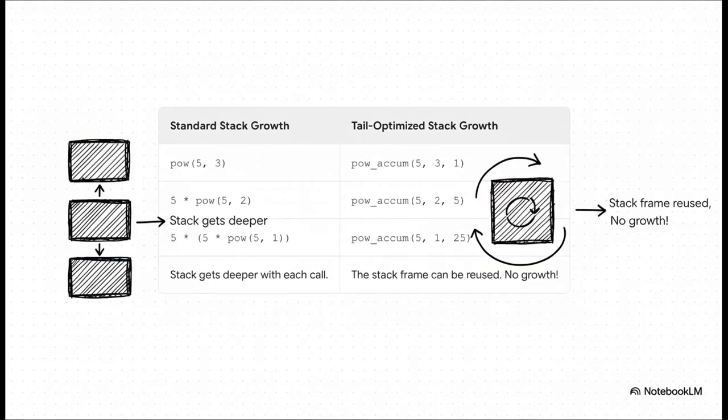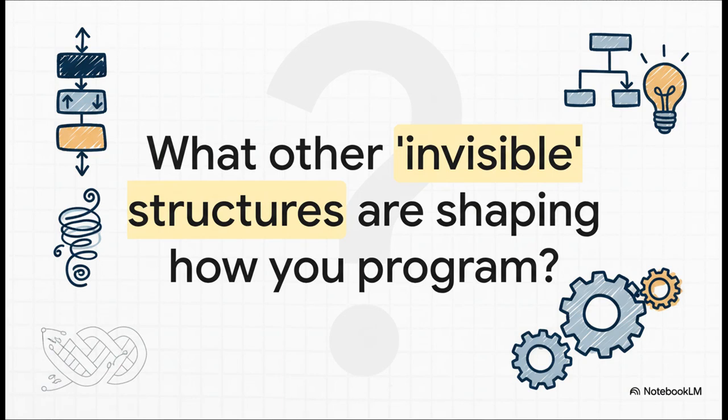And here's why that tiny change is a total game changer. When a smart compiler sees a function like the one on the right, it realizes, hey, there's no more work to do in this current stack frame after the next call, so why do I even need to keep it around? Instead of pushing a new frame and making the stack grow, it just reuses the current one. The standard recursion on the left makes the stack grow deeper and deeper, but the tail-optimized version on the right uses a constant amount of stack space. It's basically turned the recursion into a super efficient loop behind the scenes. No growth.